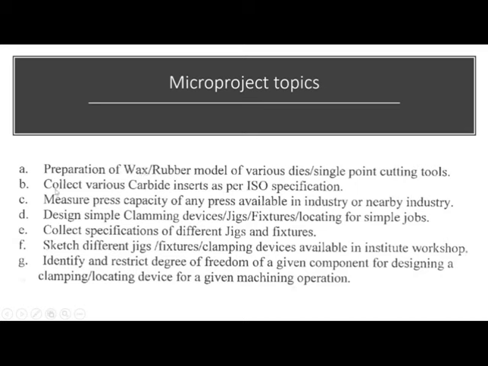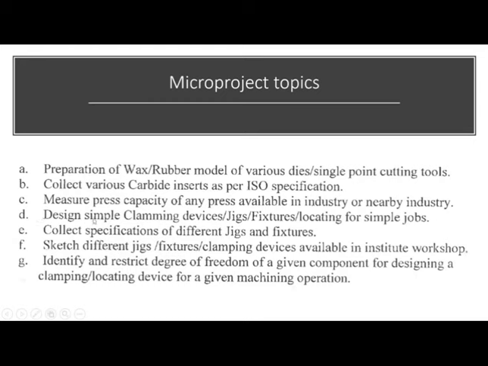Second is to collect various carbide inserts as per ISO. From the ISO standard, we must collect various carbide inserts. In our workshop, we have a CNC machine. We can select carbide inserts here. Next, measure the press capacity of any press available in the industry or a nearby industry. You can visit any press industry where you can find the capacity or you can measure it.